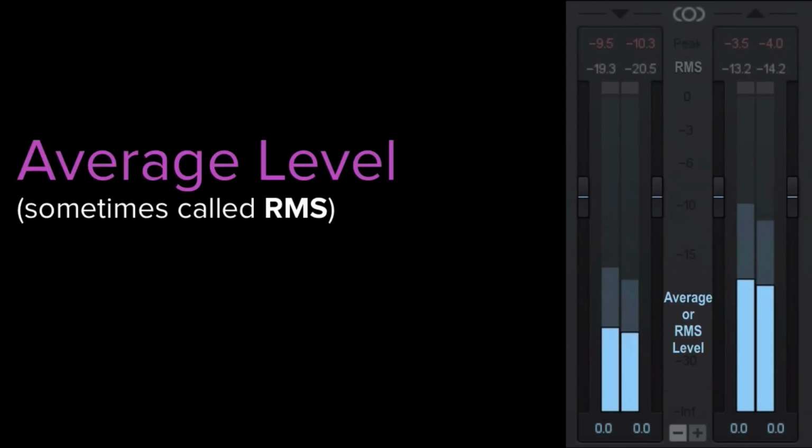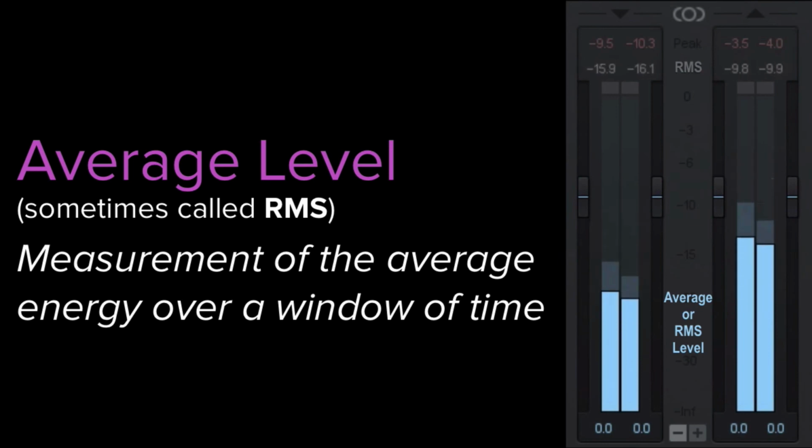Average level is a measurement of the average energy that occurs over a window of time. We typically use a window of about 300 milliseconds, or 1/3 of a second. This is connected to the way our brain evaluates the level or loudness of a sound.